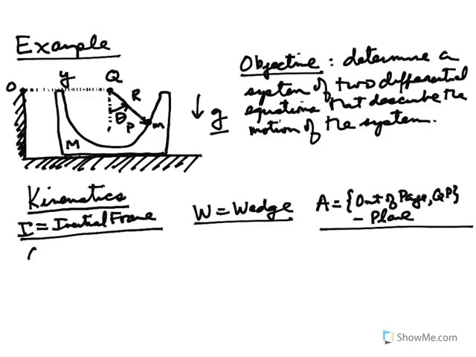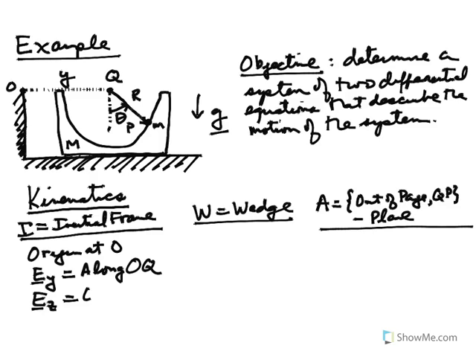The inertial frame, the coordinate system, has its origin at O. I'm going to put EY along OQ, and then EZ is going to be out of the page, and then EX is going to be EY crossed with EZ, so that the ordering is EX, EY, EZ.